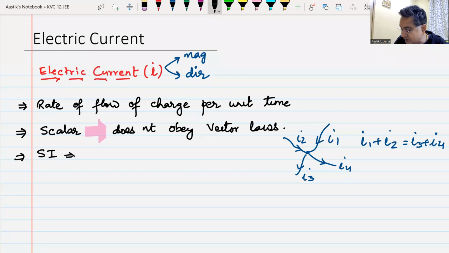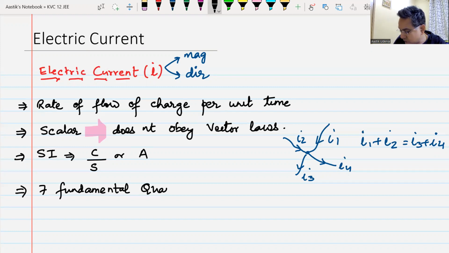The SI unit of current, you can call it coulomb per second, or that becomes ampere. And ampere, or A, is one of your 7 fundamental units. Do we remember those 7 fundamental quantities? So that is your current.